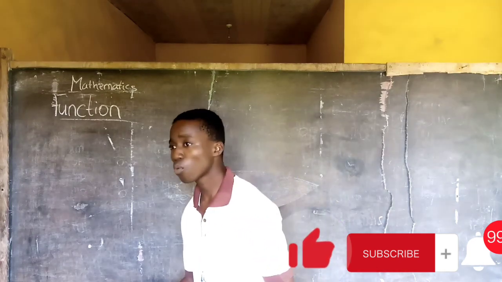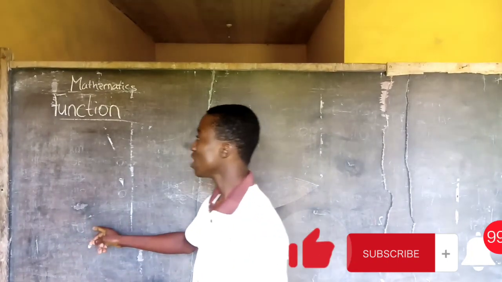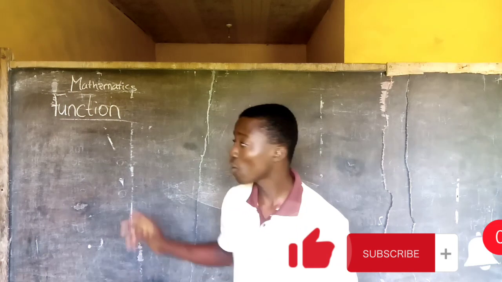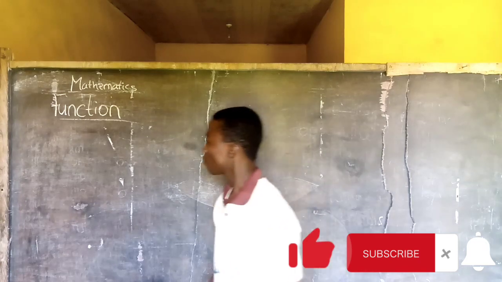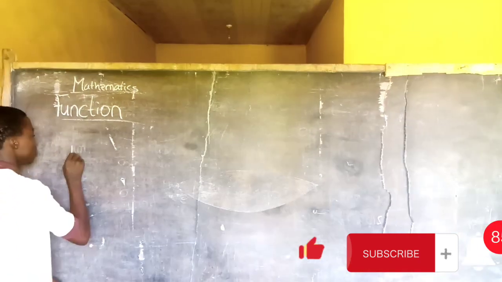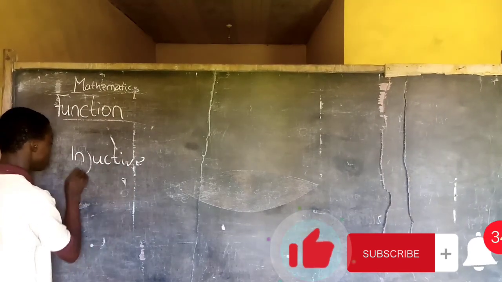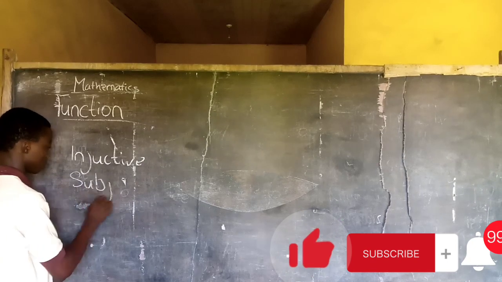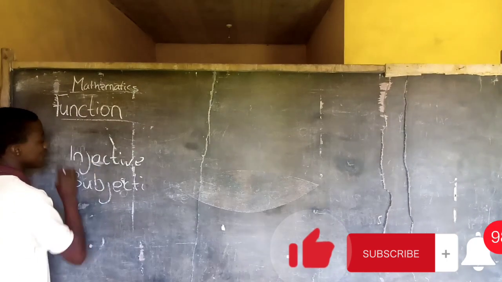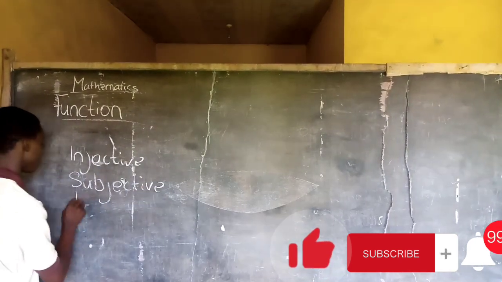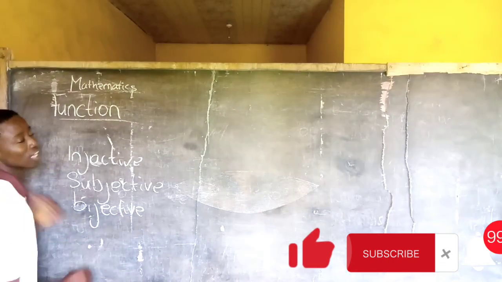Alright? Now, for example, another name for function is what? I can call it equation, expression, and so on. A function can either be an equation or it can be an expression. These are not types. Now, for the types of function, we have injective, surjective, and bijective functions. Yeah, these are the functions we have.